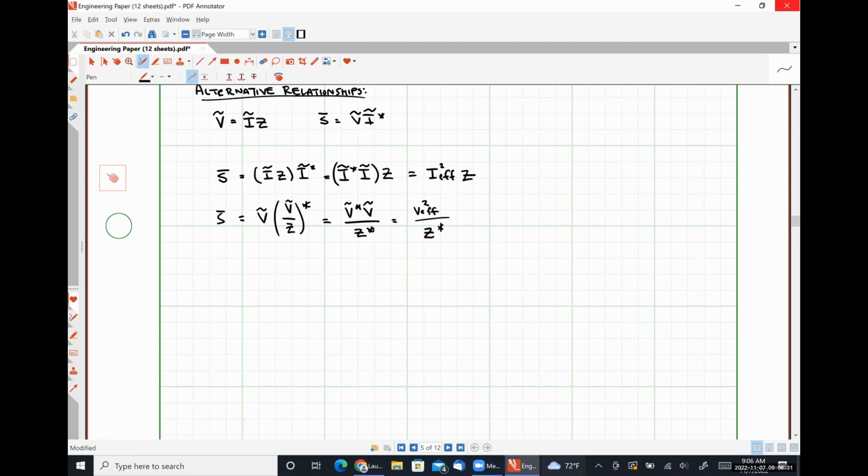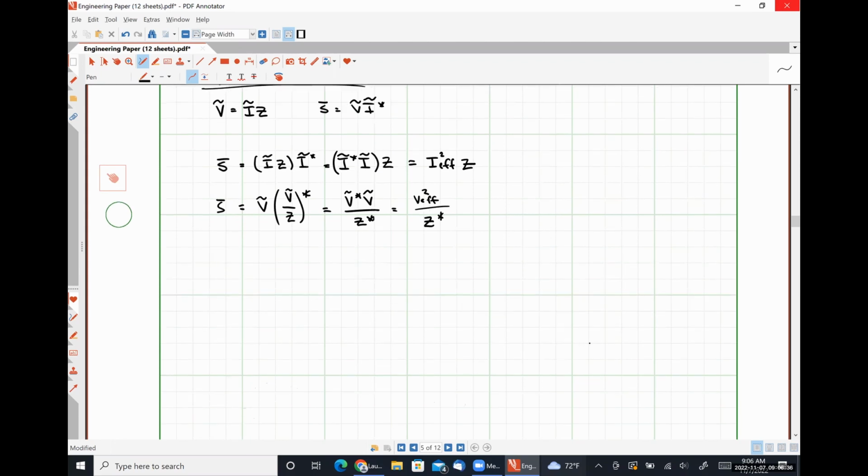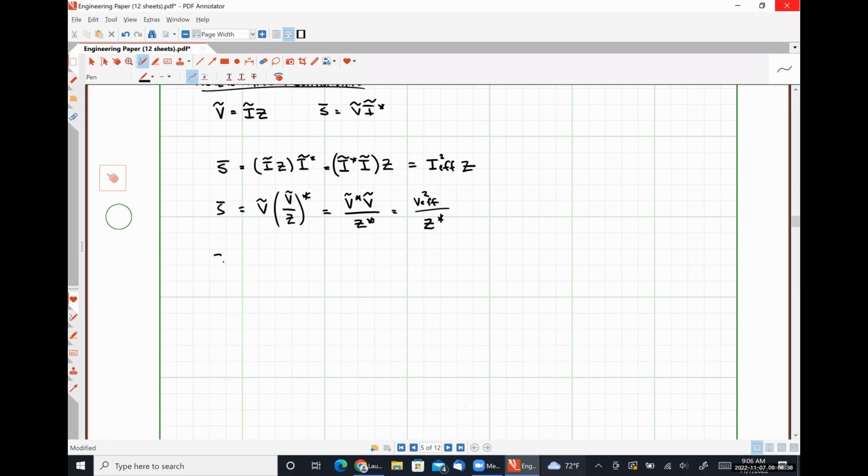Using these relationships, let's look at what happens for resistors, capacitors, and inductors. So for a resistor, this is going to look like I effective squared times R, or V effective squared over R, because the conjugate of a real number is just the real number.